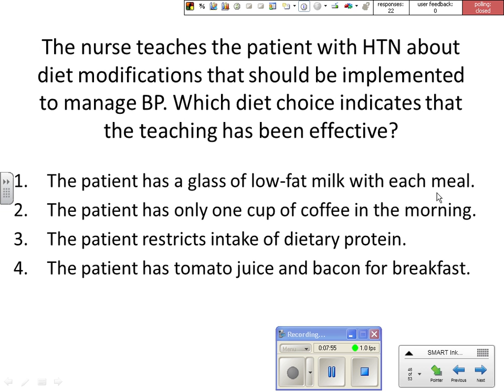The nurse teaches the patient with hypertension about diet modifications. Which should be implemented to manage blood pressure? Oh, that should be implemented. Which diet choice indicates the teaching has been effective? Patient has a glass of low-fat milk with each meal. Patient has only 1 cup of coffee in the morning. Patient restricts intake of protein. Patient has tomato juice and bacon for breakfast. I like number 4, actually.